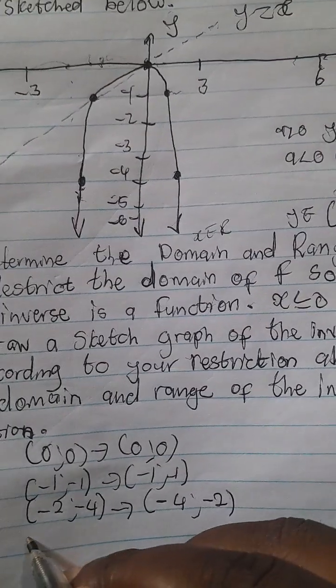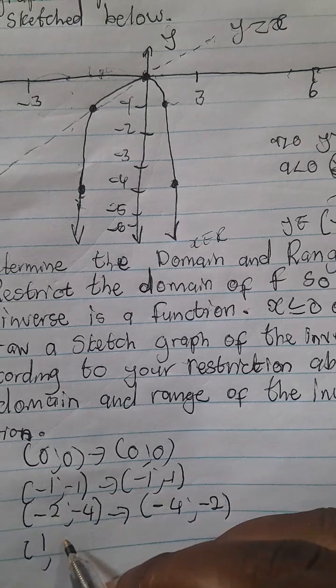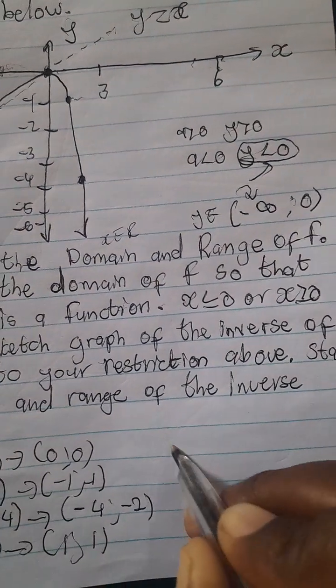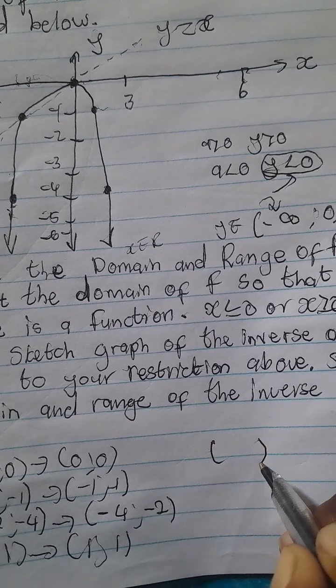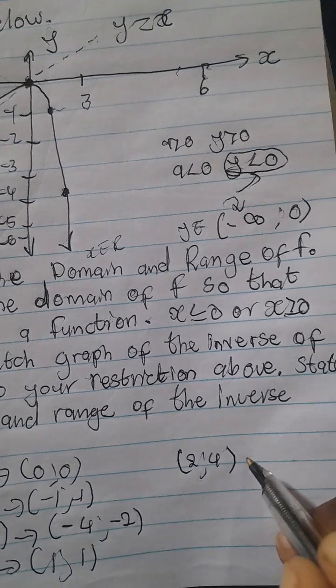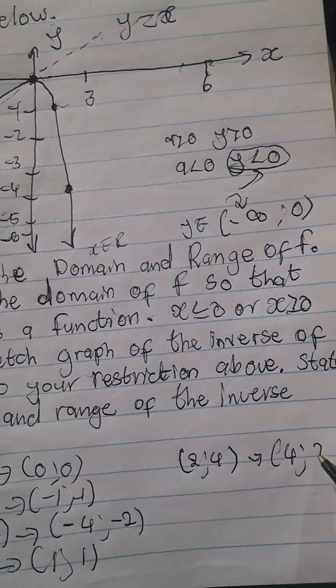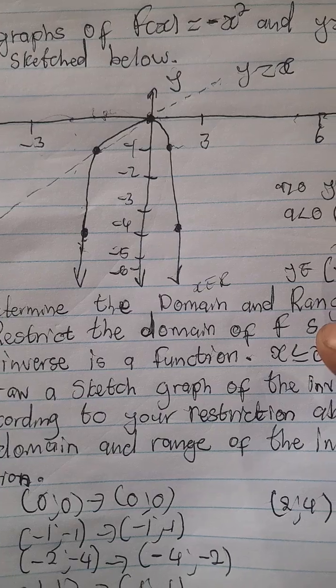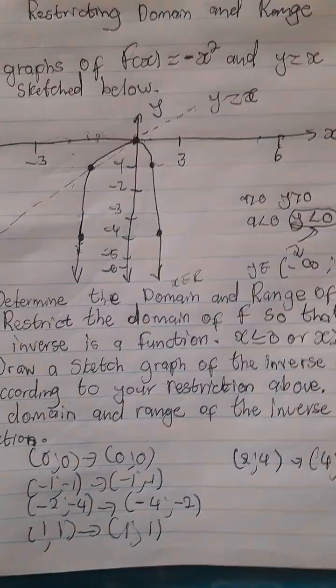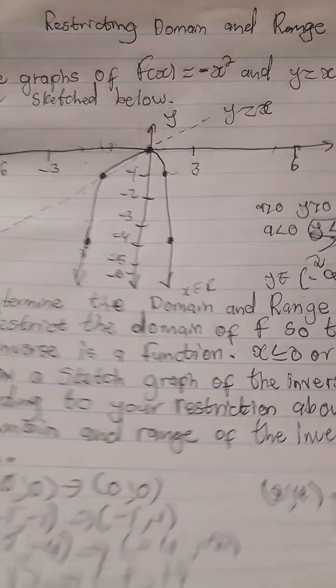Another point on the other side is (1, 1), which will not change, so it remains (1, 1). Another point is (2, 4), which will become (4, 2). Now we'll go to the next page so that we draw our sketch. Remember, we are going to look for... let me just write number C.